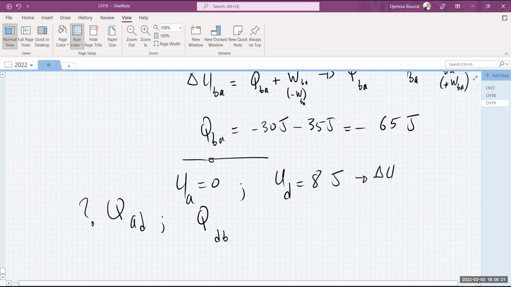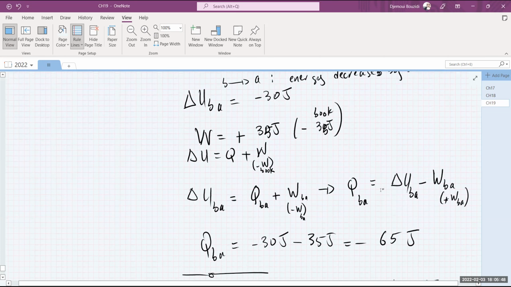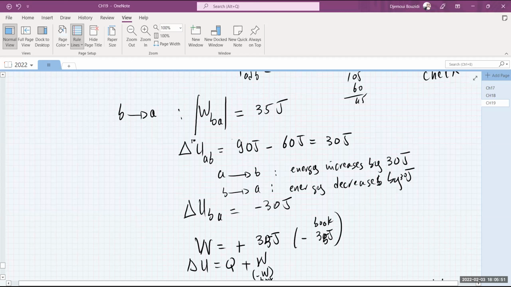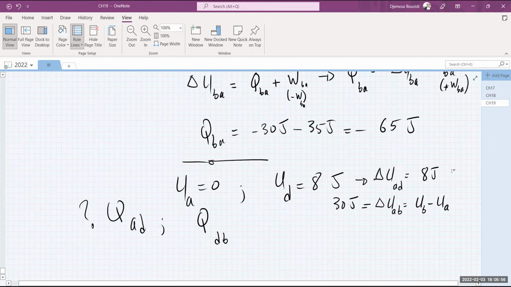So we know from this expression here that delta U from A to D is simply equal to 8 joules. 8 minus 0 is 8, okay? That leaves us delta U from A to B, which is usually UB minus UA. And this we found to be 30 joules from the previous calculations. This is exactly this number, delta UAB, that is 30 joules.